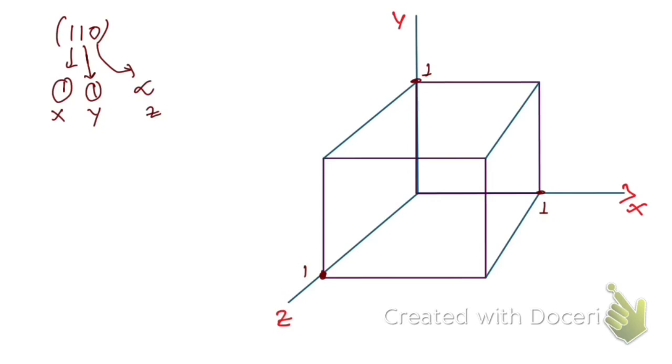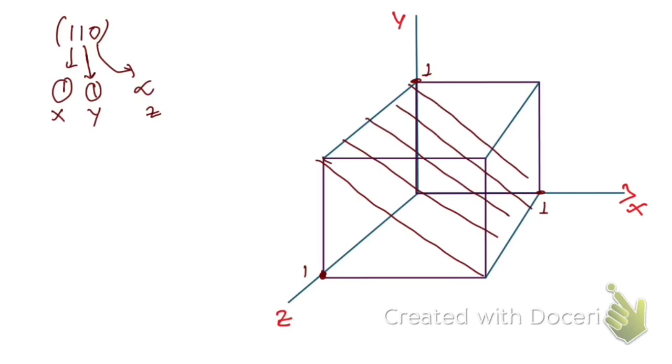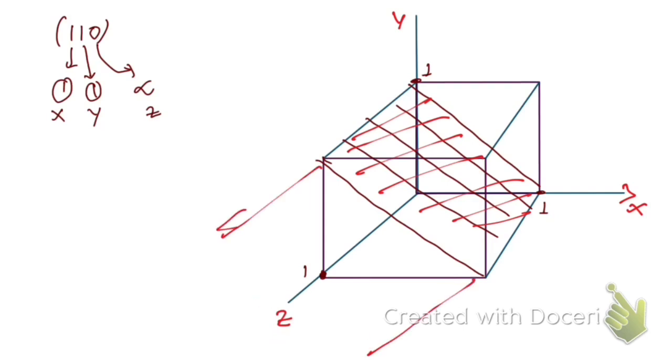So this plane should be like this. This should be the plane, which is parallel to the z axis but intersects the x and y axes. This plane is coming this way, parallel to the z axis, and intersecting x at 1 and y at 1. Hope you have understood this. Now let's move on to the next question.